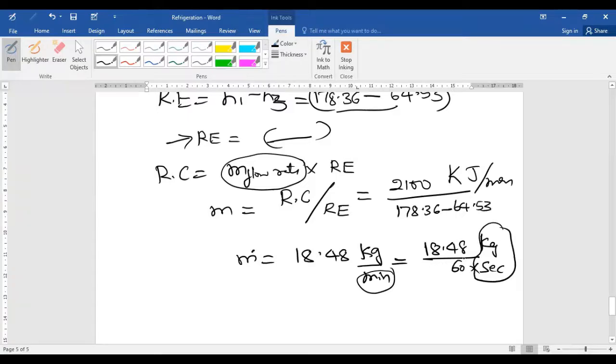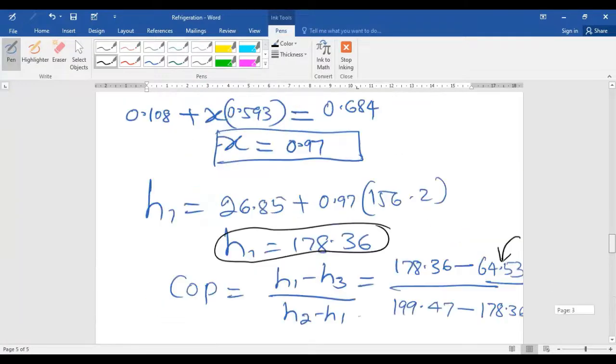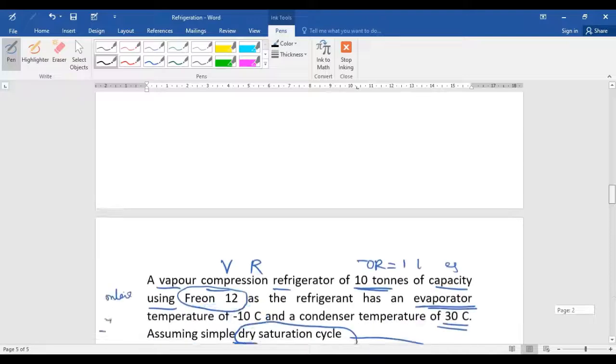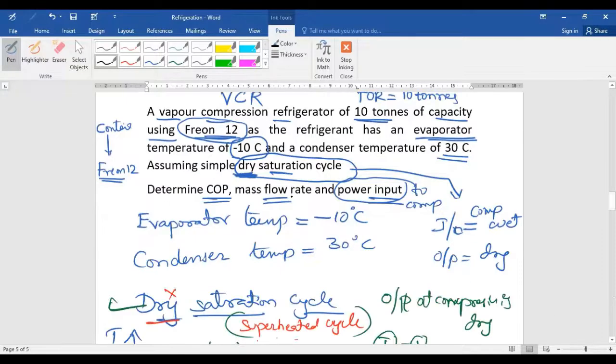A watt is joule per second, but here it is kg per second. So let me put it in this same form, because in the question paper it is clearly mentioned that the mass flow rate should be in kg per minute.